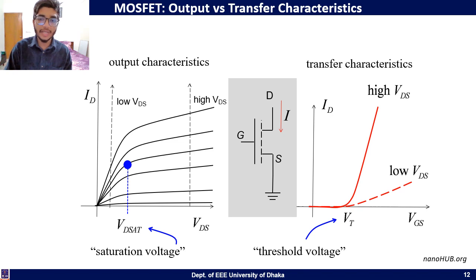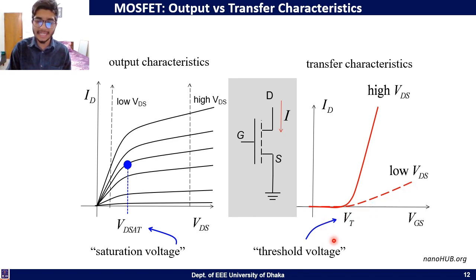And now let's look into the transfer characteristics curve of a MOSFET, which is the ID versus input voltage curve. Let's take two drain-source voltages: one is a low drain-source voltage and another is a high drain-source voltage. The red solid curve is for the high drain-source voltage, and the dotted red line is the transfer characteristics curve of the MOSFET for low drain-source voltage.